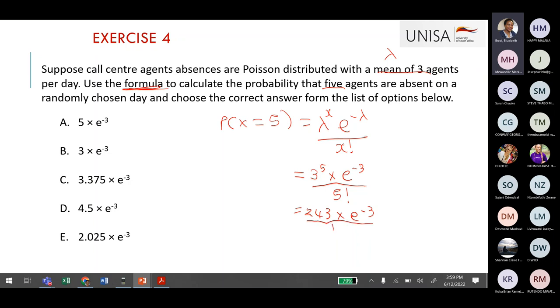What is 5 factorial? It's 120. And 120 can go into 243 and it goes 2.025, multiplied by e to the power of negative 3, which is option A. So you need to be very careful when you answer the questions. Look at the options. Don't try and solve the entire question before looking at the options. What is it that they have given you? Because sometimes they will give you an option that says none of the above, and I'm sure you're going to choose the none of the above, but there is an answer, as we can see there.